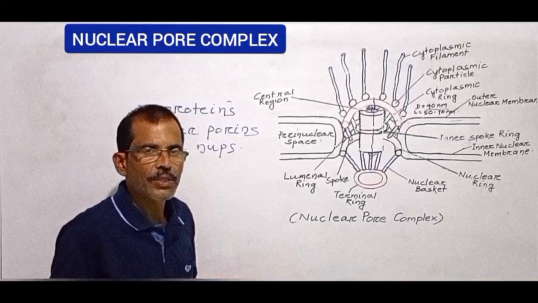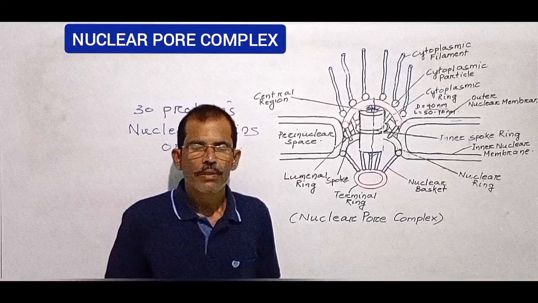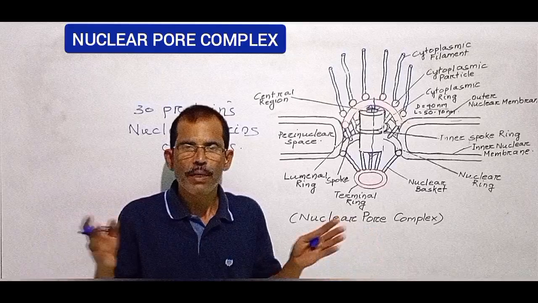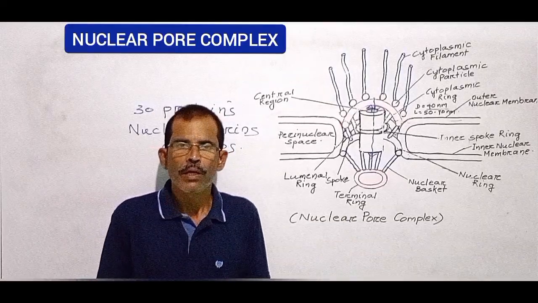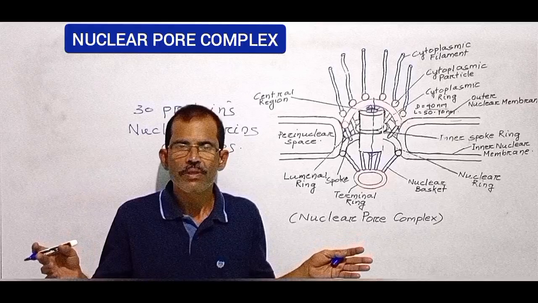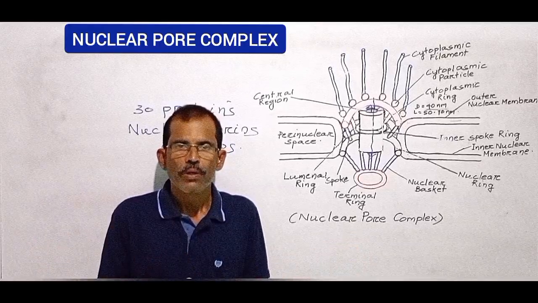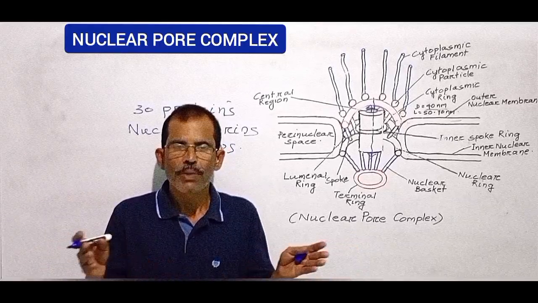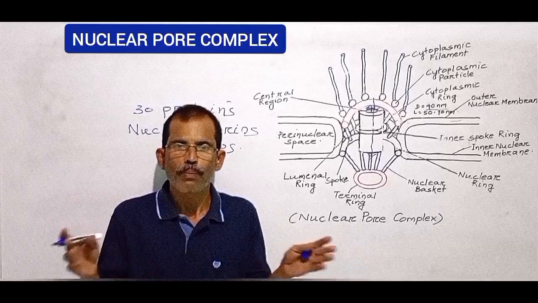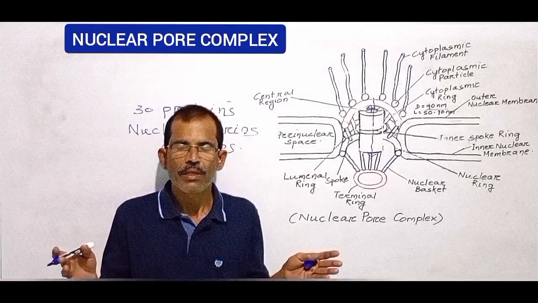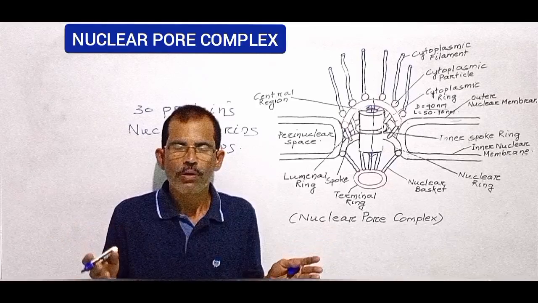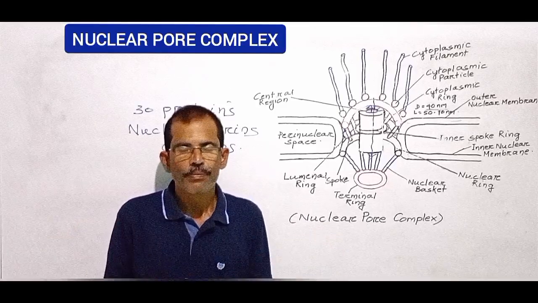Except for three transmembrane proteins that are believed to anchor the NPC to the nuclear envelope, remaining all nuclear porins are soluble. Due to the eightfold symmetrical structure of the pore complex, each of these porins is present in copies of 8 or multiple of 8.